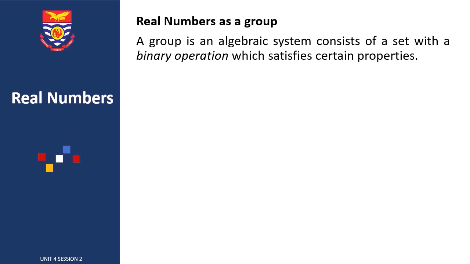Real numbers as a group. A group is an algebraic system consisting of a set with a binary operation which satisfies certain properties. This is very important, and we are going to discuss groups, integral domains, and the rest in unit 6. So we leave the group stuff and capture it in unit 6.